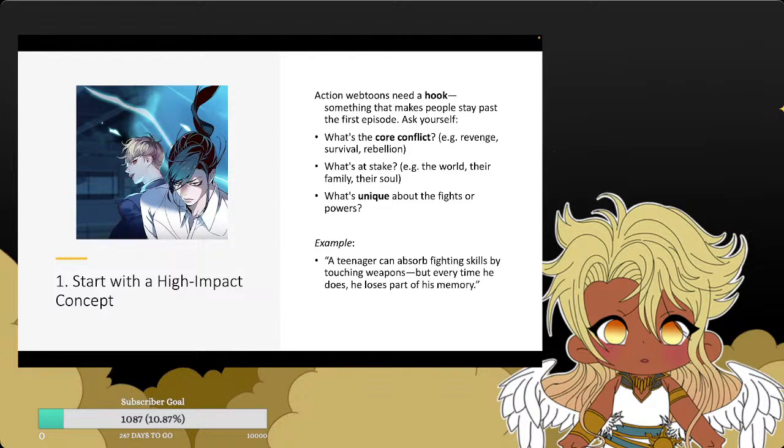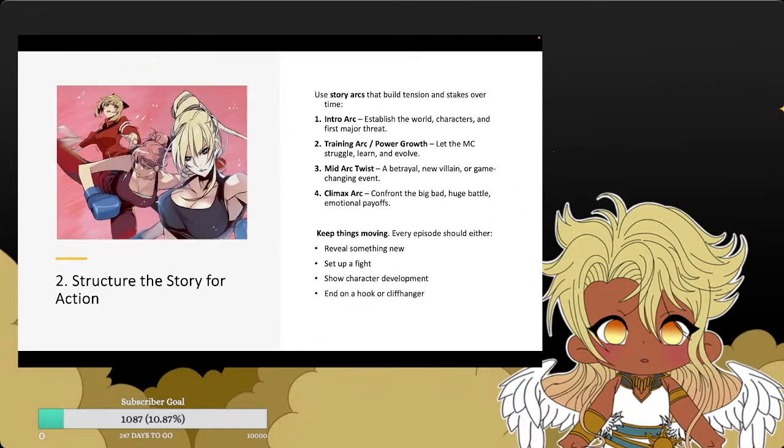So let's move on to our next point. Point number 2, structure the story for action. This is something I feel like people get a little confused with, especially on Webtoons. I don't know if it's because the creator intended for it to not be action first, but they have it categorized as action first, or they didn't realize that the genre that they created was not action and it was something else, like a romance action or a slice of life action.